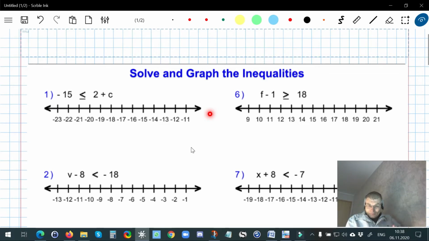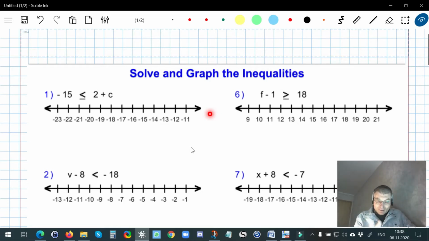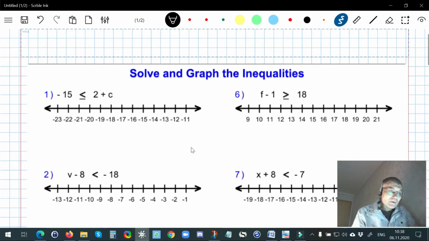We'll give all three possible representations. Set builder notation. We'll graph them, of course, as they ask us to do, and what is of the greatest importance, we'll put down the interval notation. So let us do number one.